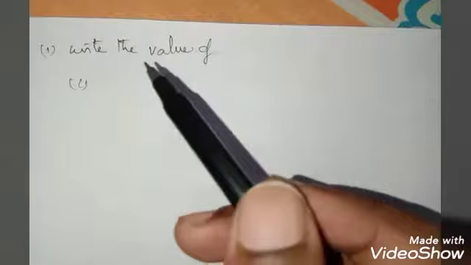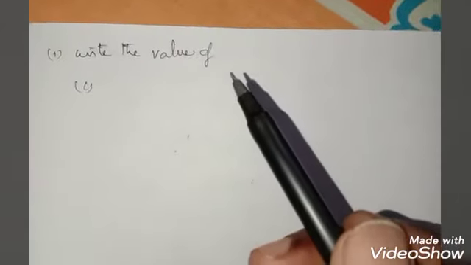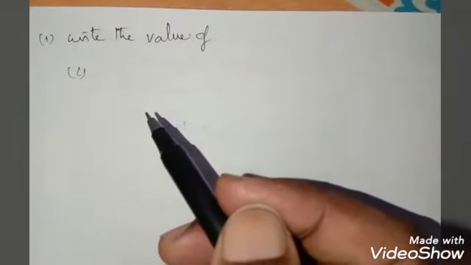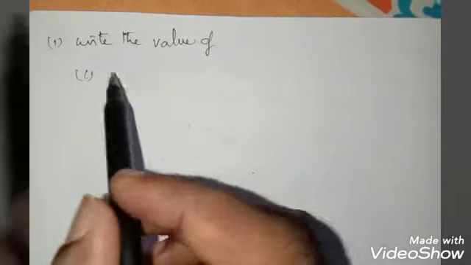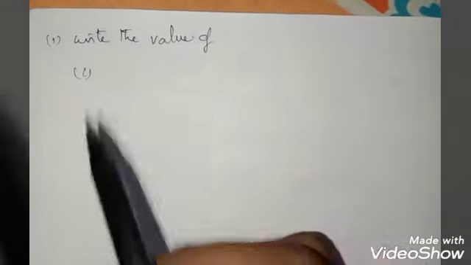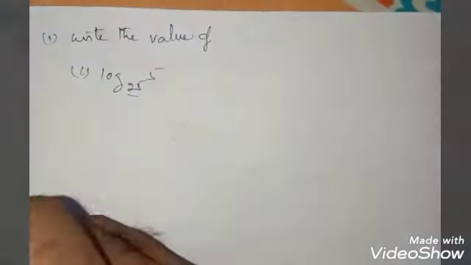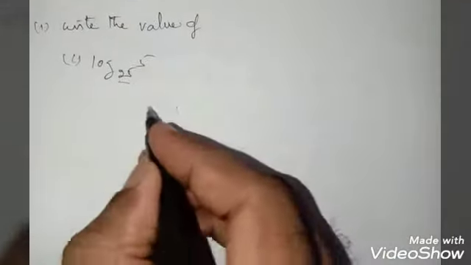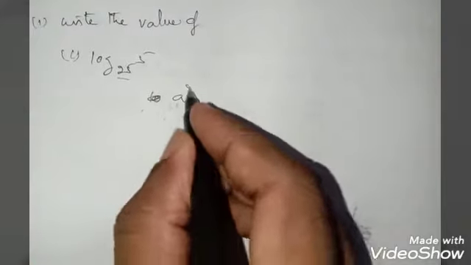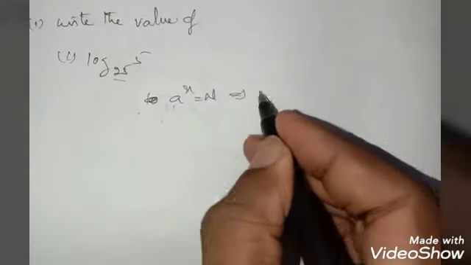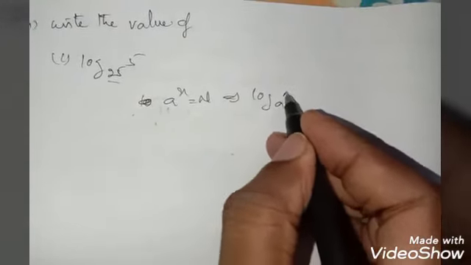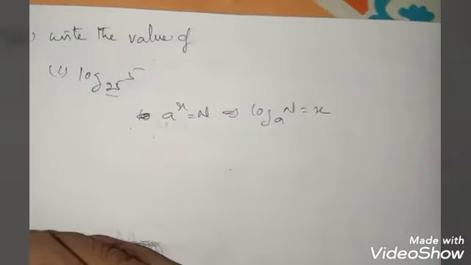Previously we have learned what a logarithm is and its formula, and we have also learned about the properties. Next we are solving problems based on that formula. So here, write the value of log base 25 of 5, meaning I need to find the value of this. Now as per your formula, a to the power of n is equal to x, we can write as log base a x is equal to n, right?